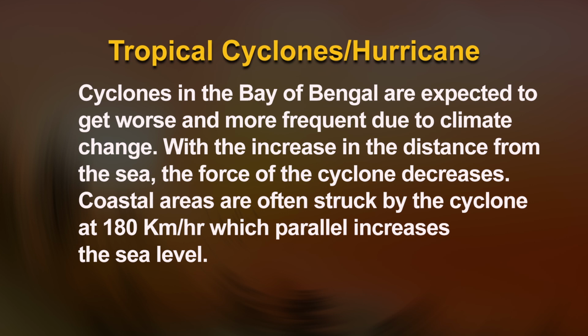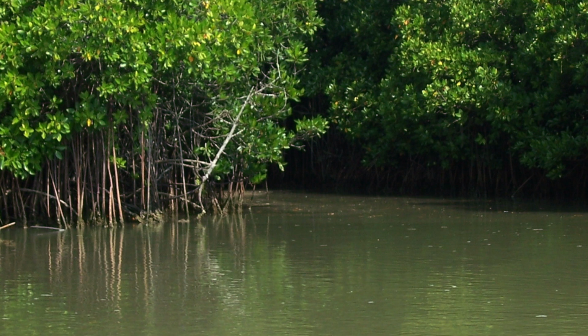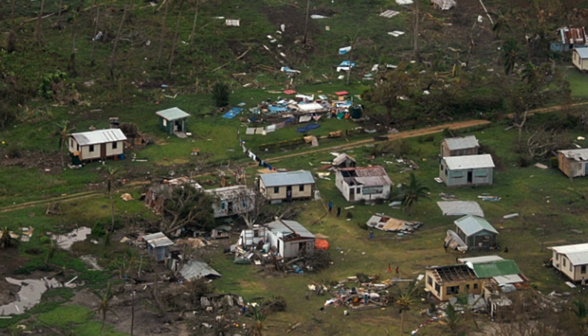With the increase in the distance from the sea, the force of the cyclone decreases. Coastal areas are often struck by the cyclone at 180 kilometers an hour, which in parallel increases the sea level. A lesson learned from previous cyclone studies was the way mangrove forests along the coastline can minimize the impact of cyclones on villages. The government then took measures for massive mangrove restoration efforts along the coast, which benefited the communities and is leading to ecological resilience in the region.